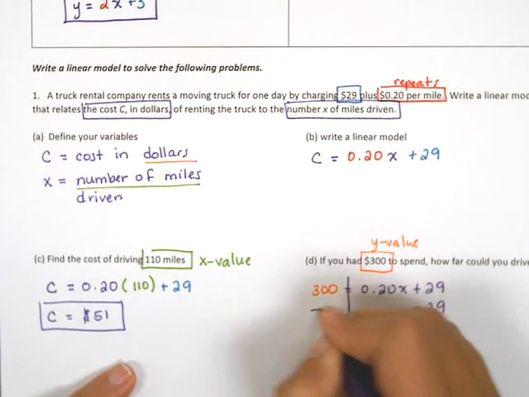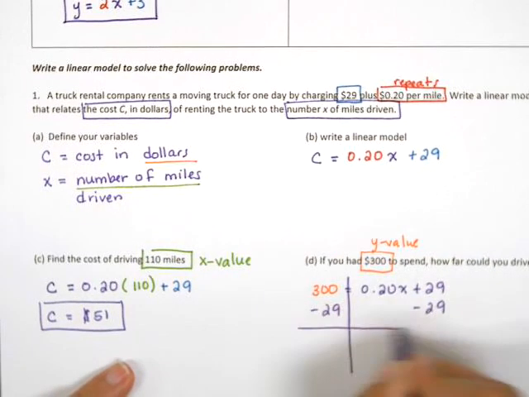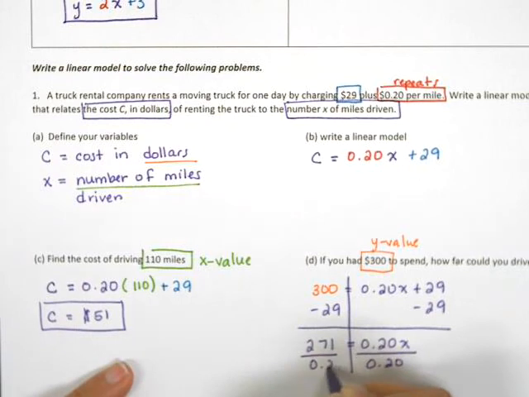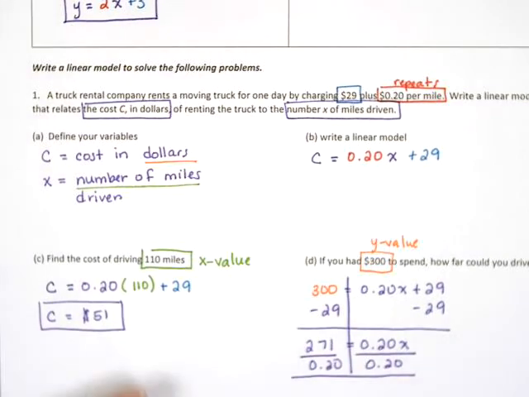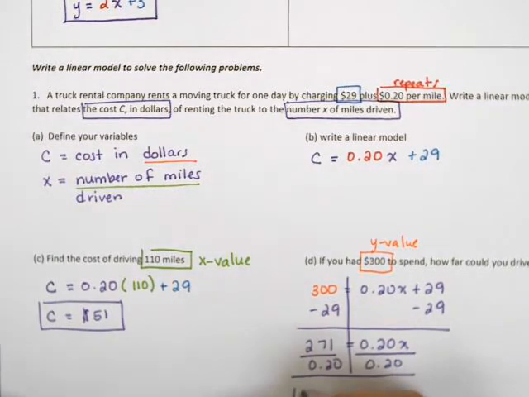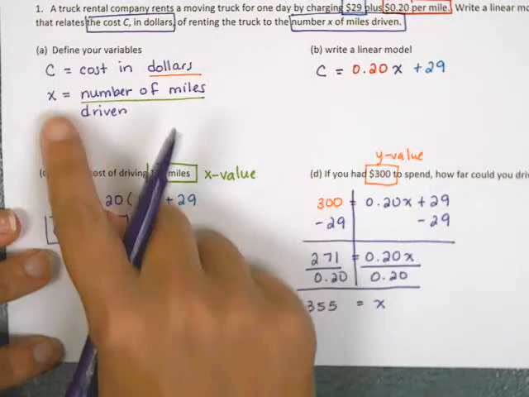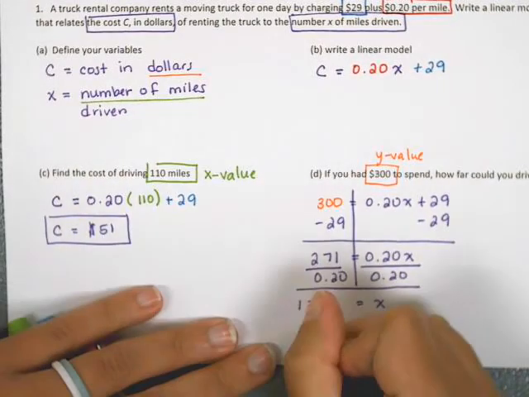So I would subtract the 29 on both sides, I would get 271 equals 0.20x, and then I would divide. 271 divided by 0.2 would be 1,355 equals x, and since x is the number of miles, I would write miles here.